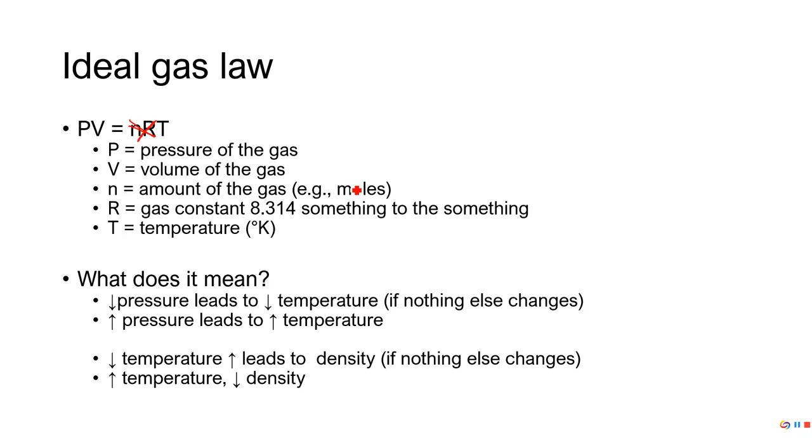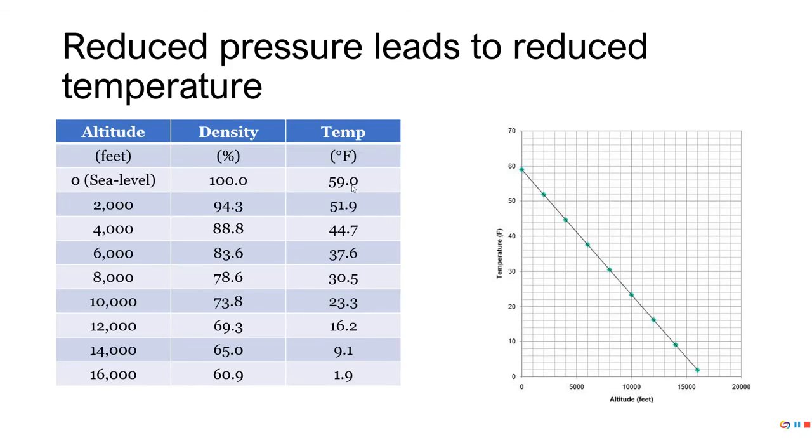So to tie this all together, I want to focus really on this reduced pressure leading to reduced temperature. Notice here we've got altitude in feet and temperature in Fahrenheit. We're saying that we're on the same spot in the Earth, right? We're not changing latitudes, that sort of thing. All we're doing is changing altitude. Well, notice that as we go up in altitude, temperature drops. And it drops by 7 or 8 degrees Fahrenheit for every 2,000 feet.